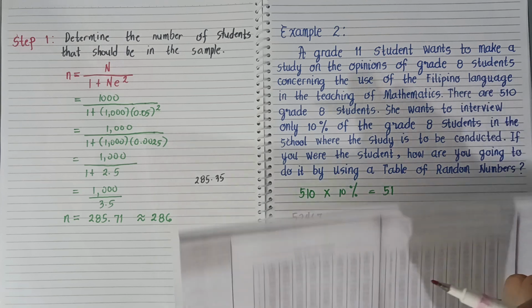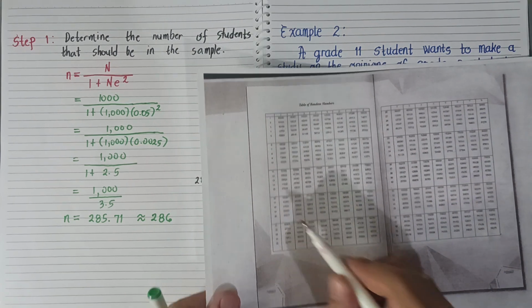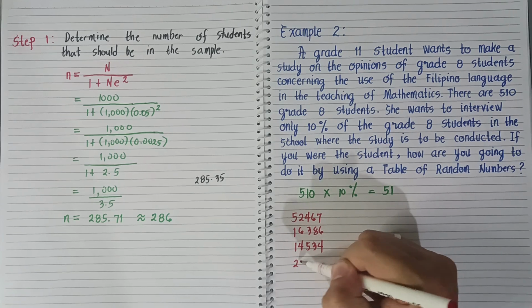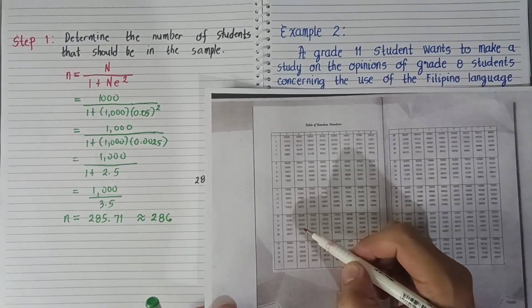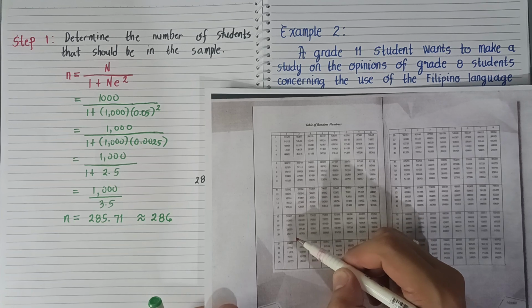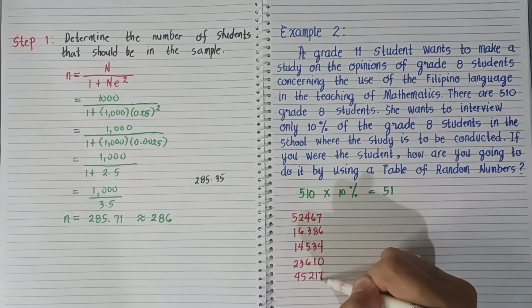And then, 2, 3, 6, 1, 0. And we have 4, 5, 2, 1, 7.